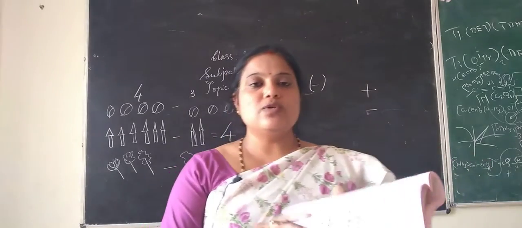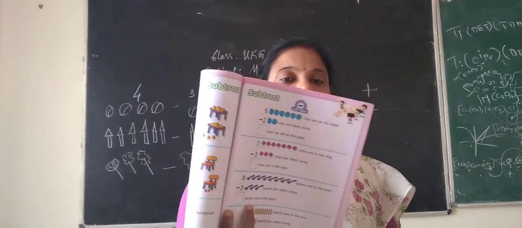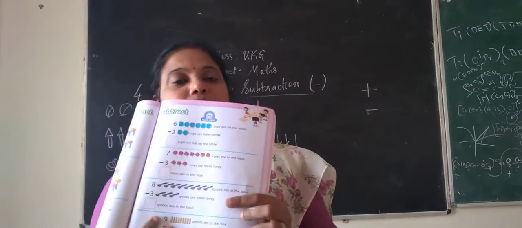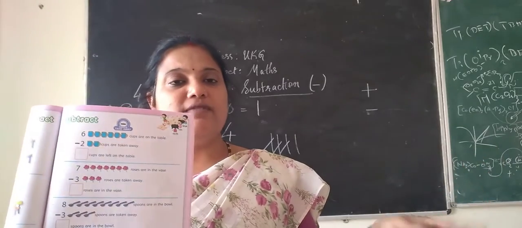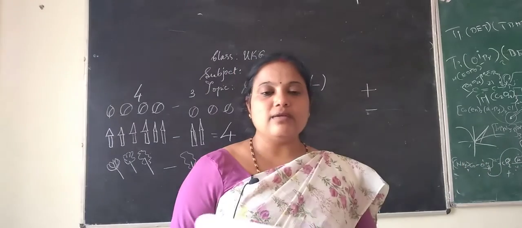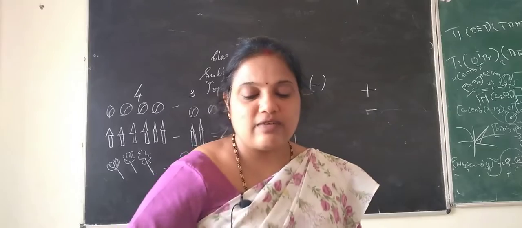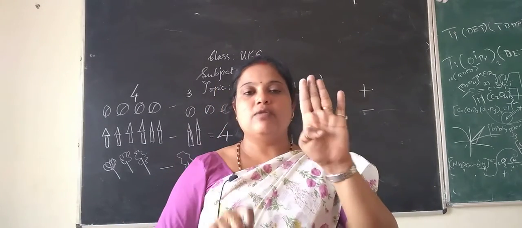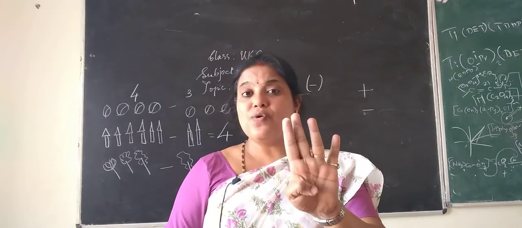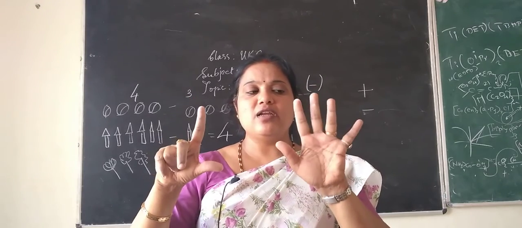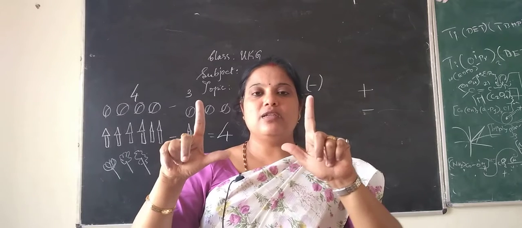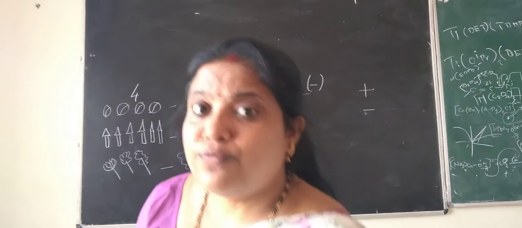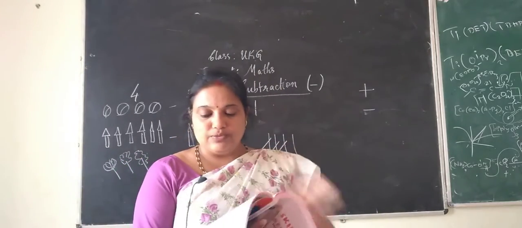Now 7 roses are in the vase. 3 roses are taken away. Now what is pending? Can you hold your fingers? Count 7. Yes, you remove 3. 1, 2, 3. What's pending? It's 4. See, 7 remove 3. Now count it. 1, 2, 3, 4. So you have 4 remaining with you.